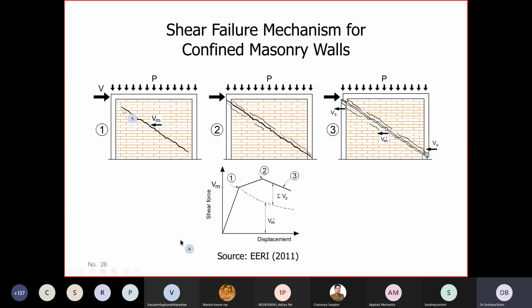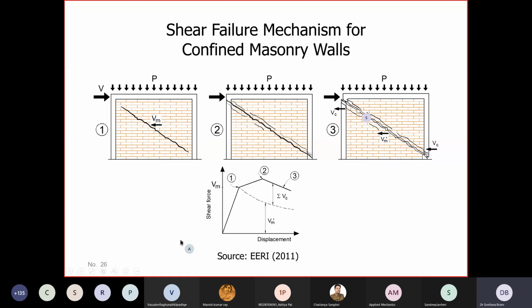initially the damage would start by cracking within the masonry walls. This is so-called diagonal cracking, which is caused by shear effect, or exceeding the shear strength of masonry. In the next stage, with increasing loading, the cracks would propagate into the confining elements, tie columns specifically. And with further increase of loading, there would be complete deep cracking through these tie columns.